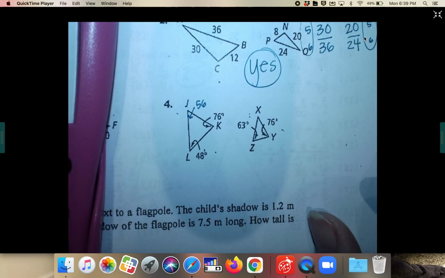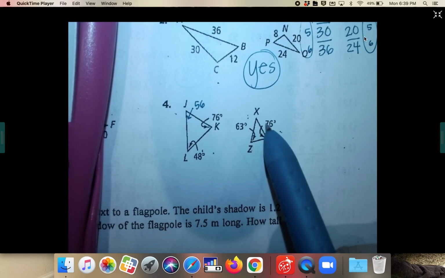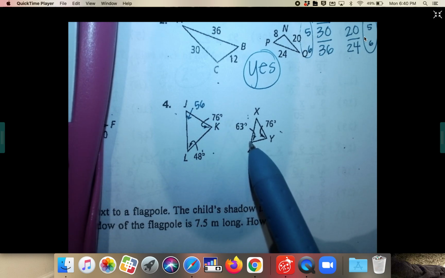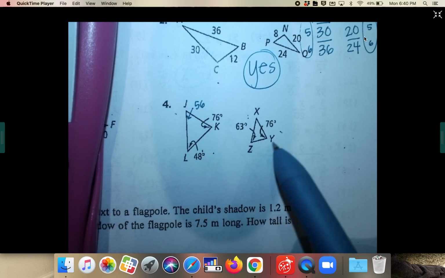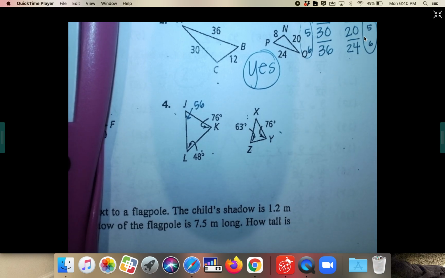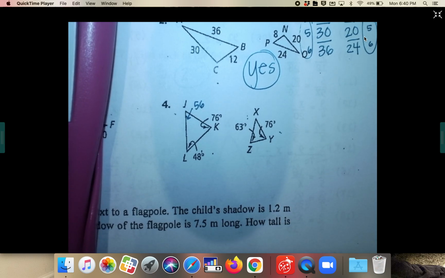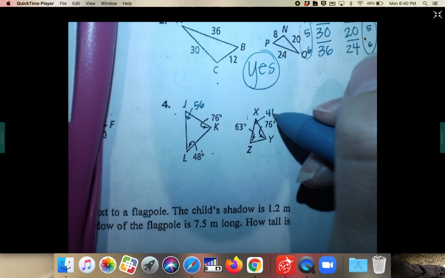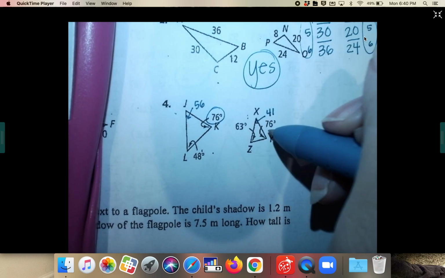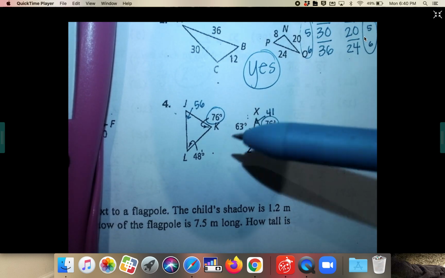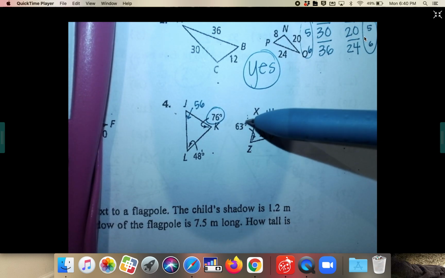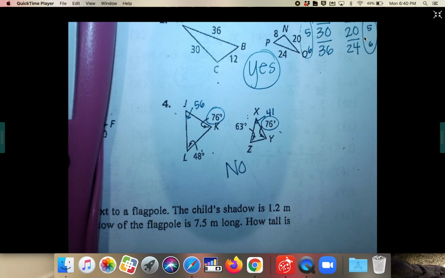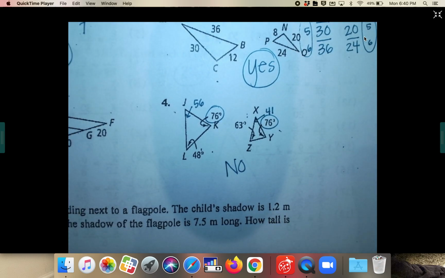Okay, so then let's look at the other ones. If we have 76 and we have 63, it's probably not going to work out, but let's double check. So 180 minus 63 minus 76 is 41 up here. So we have one angle that's the same, but neither 56 nor 48 is here. So these are no. You have to have at least 2 angles similar or the same to be angle similarity.